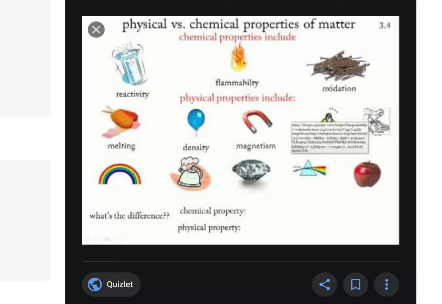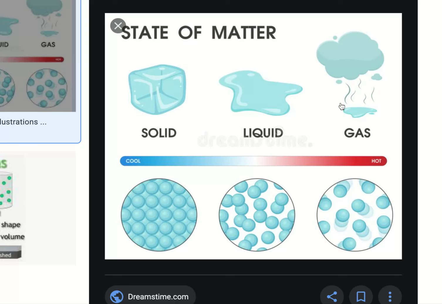Physical properties can be observed without altering a substance's composition. Chemical properties describe a substance's ability to combine with or change into one or more new substances. But they are both affected by external conditions such as temperature and pressure. The three states of matter are solid, liquid, and gas.